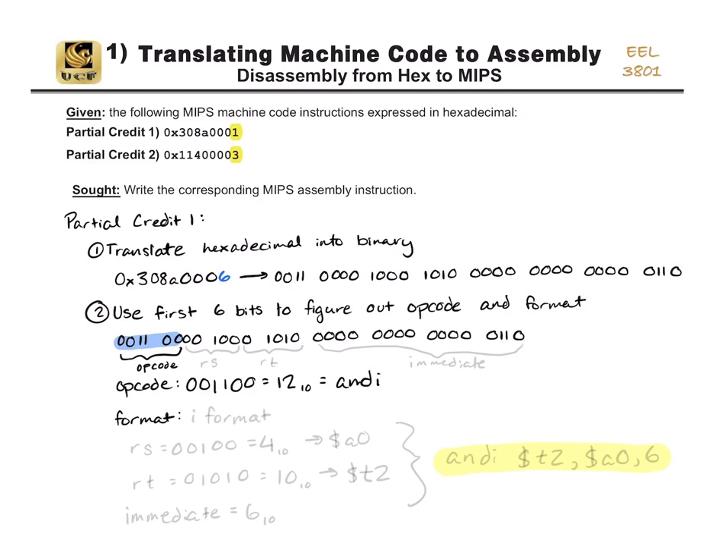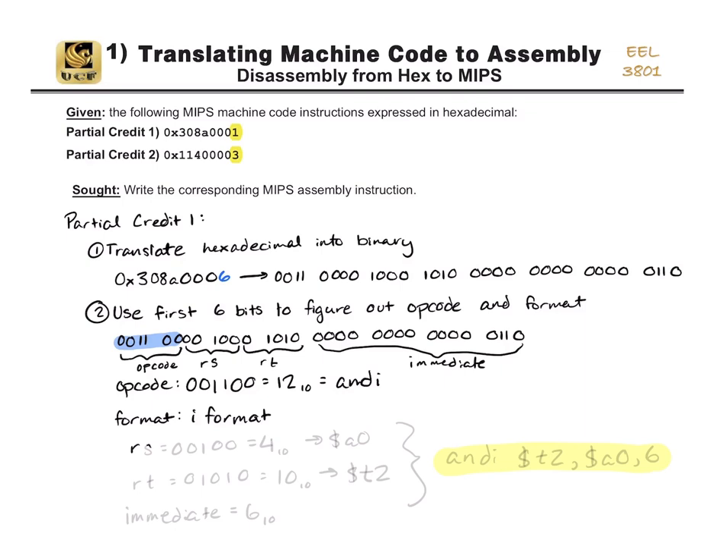AND immediate is an I format instruction, which means that the first 6 bits are going to be the opcode as usual. The next 5 bits are going to be RS. The next 5 bits after that are going to be RT. And the last 16 bits is going to be an immediate value.